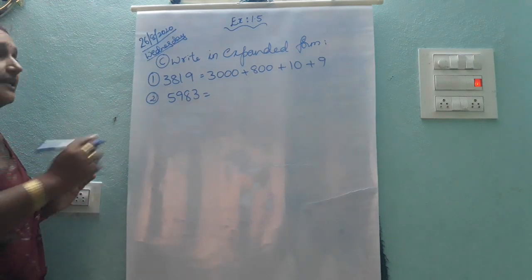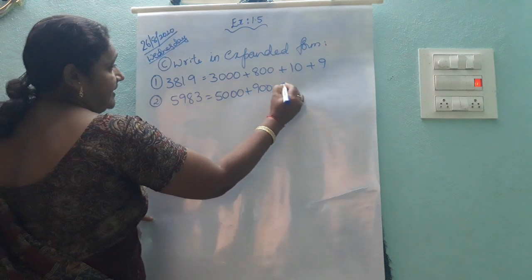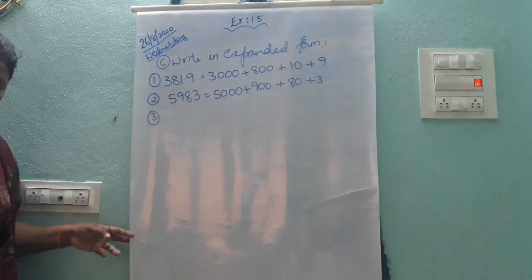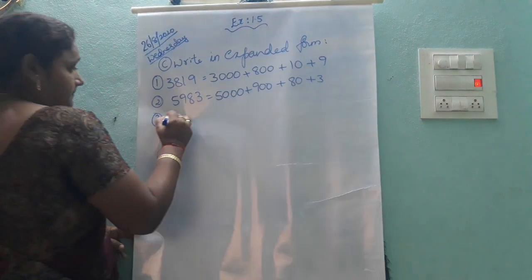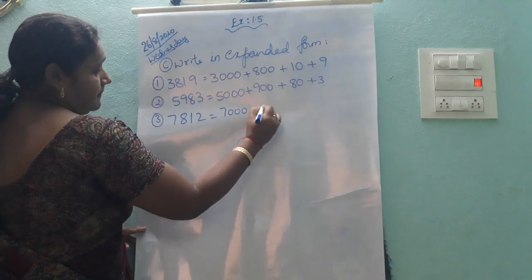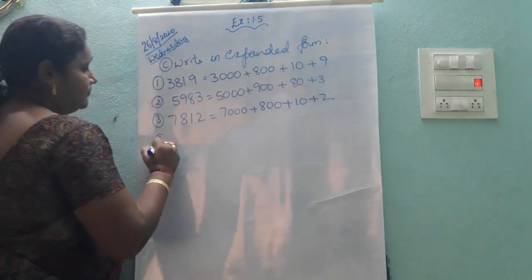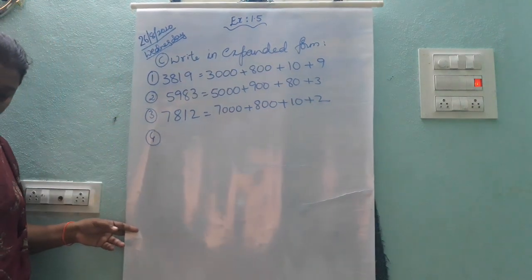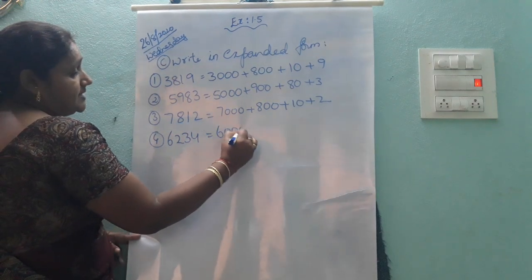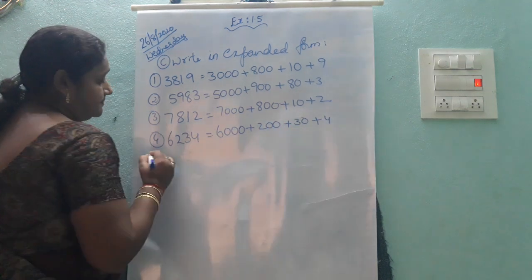5983. How will you expand it? 5 thousands, 9 hundreds, 8 tens, 80, plus 3. See the third one? 7 thousands, 8 hundreds plus 10 plus 2. Fourth one: 6234. 6 thousands plus 2 hundreds plus 30 plus 4.